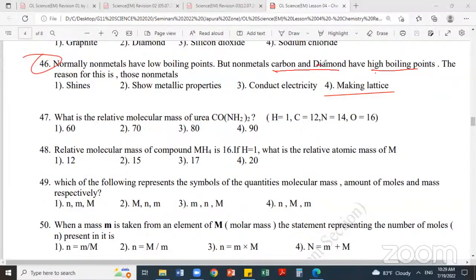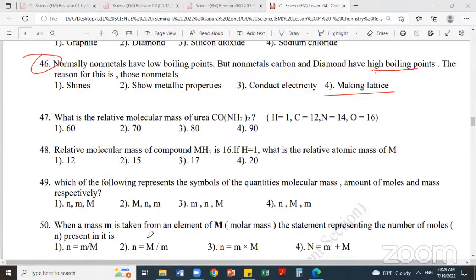Actually, you can write, not diamond here. We make it silicon, carbon and silicon. Actually, non-metal, but non-metal carbon. Make it carbon. Diamond is also a non-metal, but no problem. If you leave carbon only, that's enough. Right. So that was question number 46.